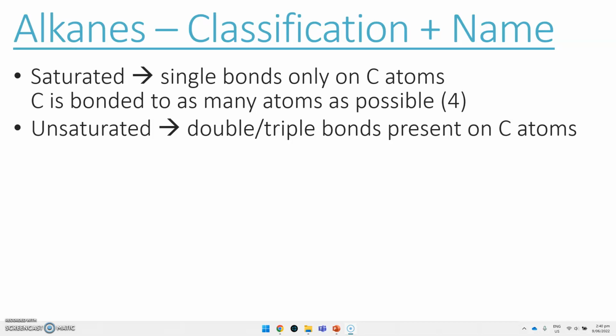They are saturated, which means that they have as many hydrogens as possible, so as many hydrogens per carbon as possible. And that's possible because they only have single bonds, whereas alkenes and alkynes are unsaturated.